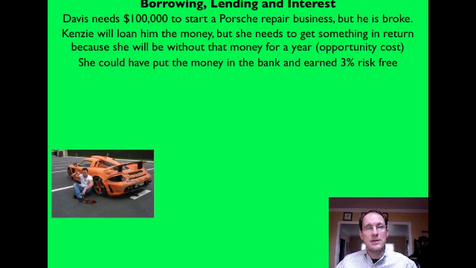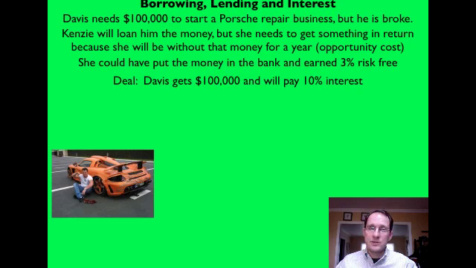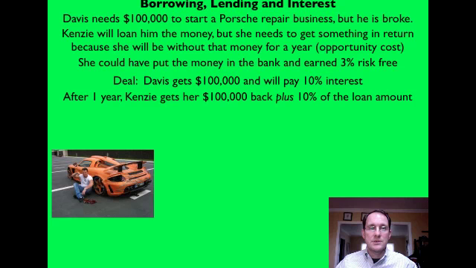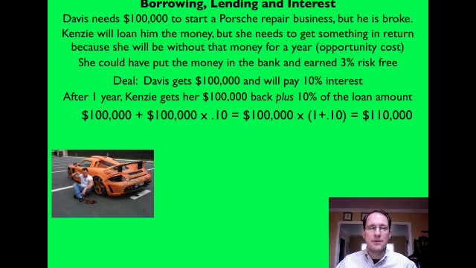Now, she could have put the money in the bank and earned 3% risk-free, but because there's a risk in loaning anybody money, she has to get more interest. So Davis is going to get that $100,000, but he has to pay 10% interest. What does that look like? Well, after a year, Kenzie gets her $100,000 back plus 10% of the loan amount.